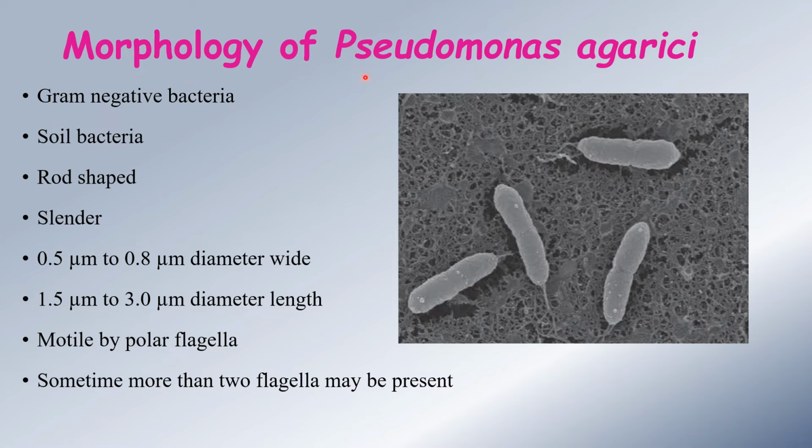And this is the morphology of Pseudomonas agarici bacteria. It is a gram-negative bacteria. It has a very thin cell wall and is highly present in the soil, hence it is called a soil bacteria. It is a predominant bacteria in soil. It is a rod-shaped, slender bacteria, 0.5 micrometer to 0.8 micrometer in width and 1.5 micrometer to 3.0 micrometer in length, and motile, moving by the polar flagella. Sometimes more than 2 flagella may be present.